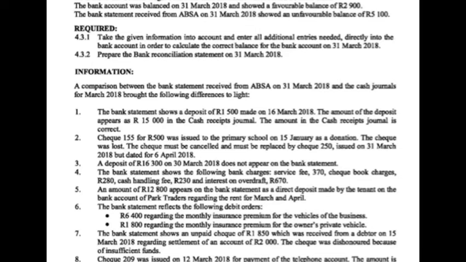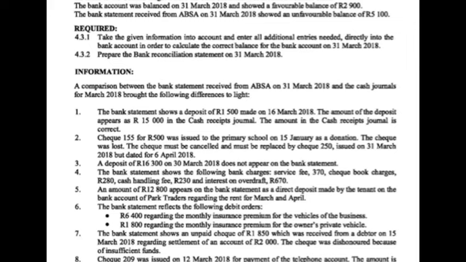Required. Number 1, take the given information into account and enter all additional entries needed directly into the bank account in order to calculate the correct bank balance on the 31st of March 2018. Number 2, also prepare the bank reconciliation statement on the 31st of March 2018.